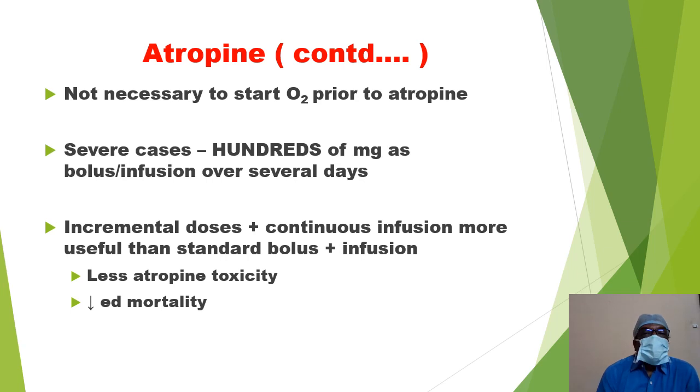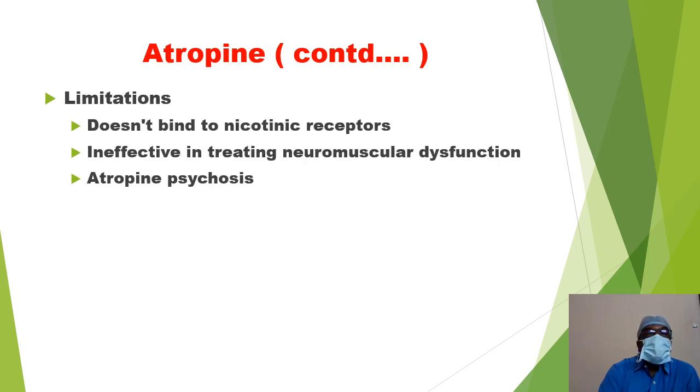Whenever you start atropine, there is no need to start oxygen always. Oxygen will be used only as indicated before. Sometimes in severe cases, hundreds of mg of atropine will be used as a bolus or infusion over several days. Studies have shown that incremental doses plus continuous infusion are more useful than standard bolus dose plus continuous infusion, because it decreases the chance of atropine toxicity and also decreases the mortality.